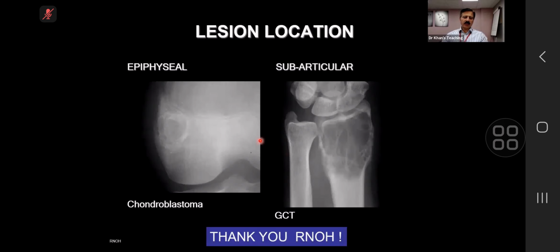A few examples, and I thank my colleagues from the Royal National Orthopaedic Hospital who have provided a lot of these images, and I've learned all of this bone radiology also from them. So thank you to them.